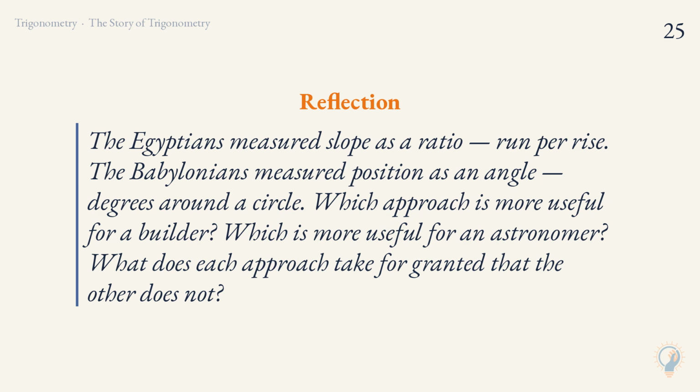The Egyptians measured slope as a ratio, run per rise. The Babylonians measured position as an angle, degrees around a circle. Which approach is more useful for a builder? Which is more useful for an astronomer? What does each approach take for granted that the other does not?